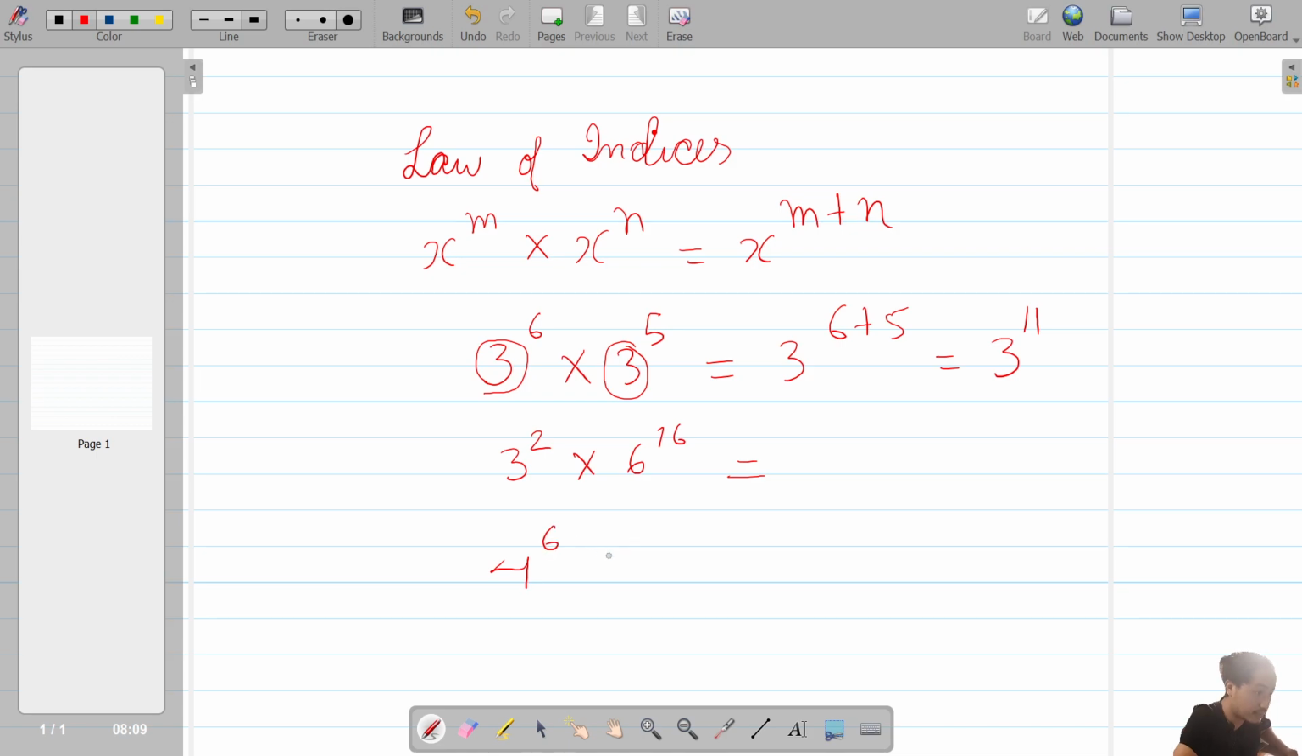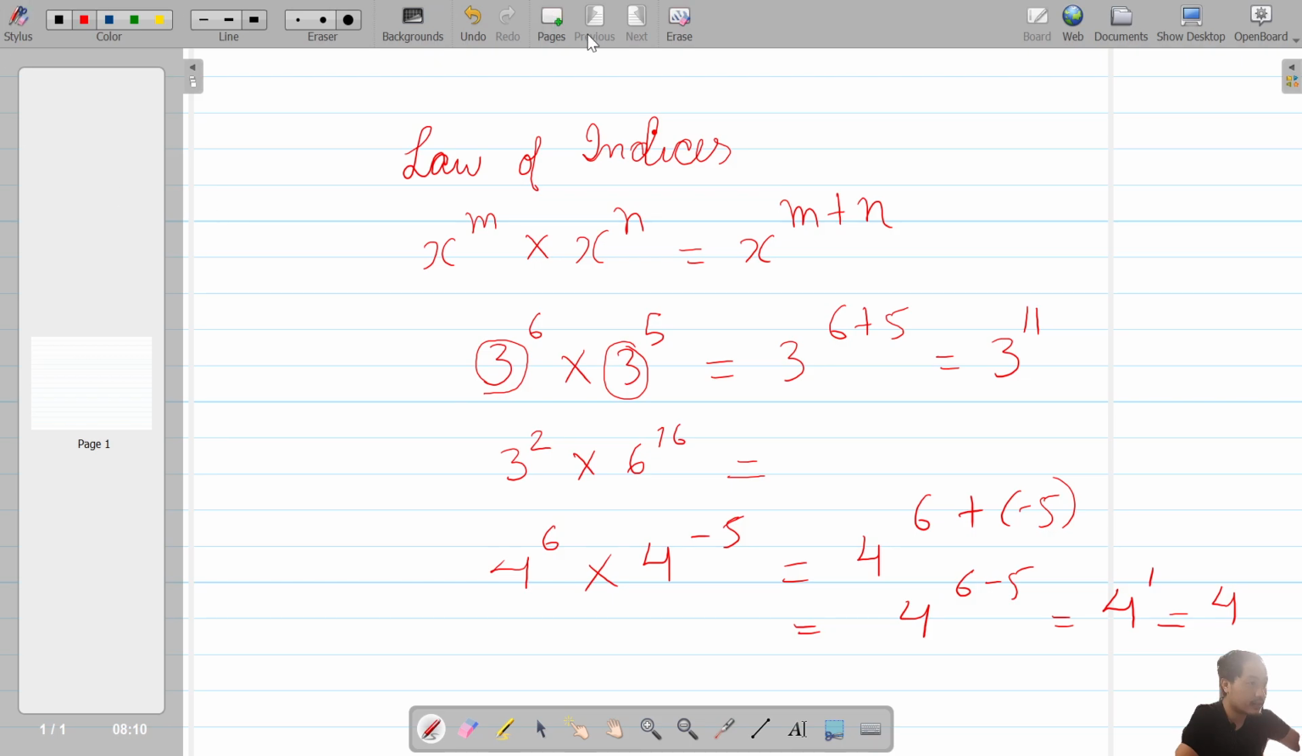Another one would be, even if there are negative signs, it doesn't matter. 4 to the power 6 multiplied by 4 to the power minus 5 is simply 4 to the power 6 plus minus 5. And we have discussed about this. Plus into minus is minus. So 4 to the power 6 minus 5, you are getting 4 to the power 1, which is simply 4 as the answer.